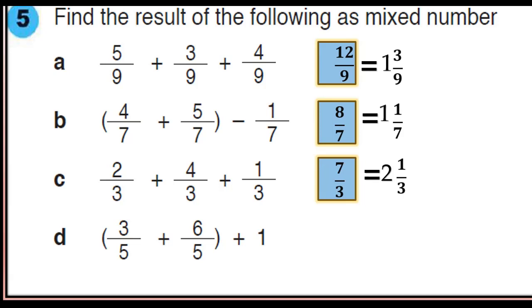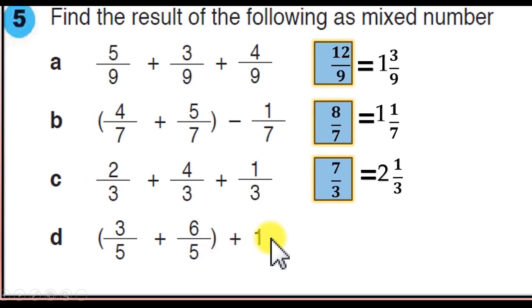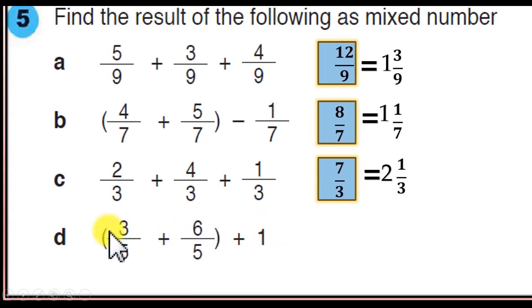The last one, 3 over 5 plus 6 over 5 plus 1. We can write 1 as 5 over 5. You know that we can write 1 as 2 over 2, 3 over 3, 4 over 4, 5 over 5, and so on. So here the denominator is 5. Look at the denominator here. When you see the denominator is 5, try to convert 1 to a fraction with denominator 5. 1 equals 5 over 5.